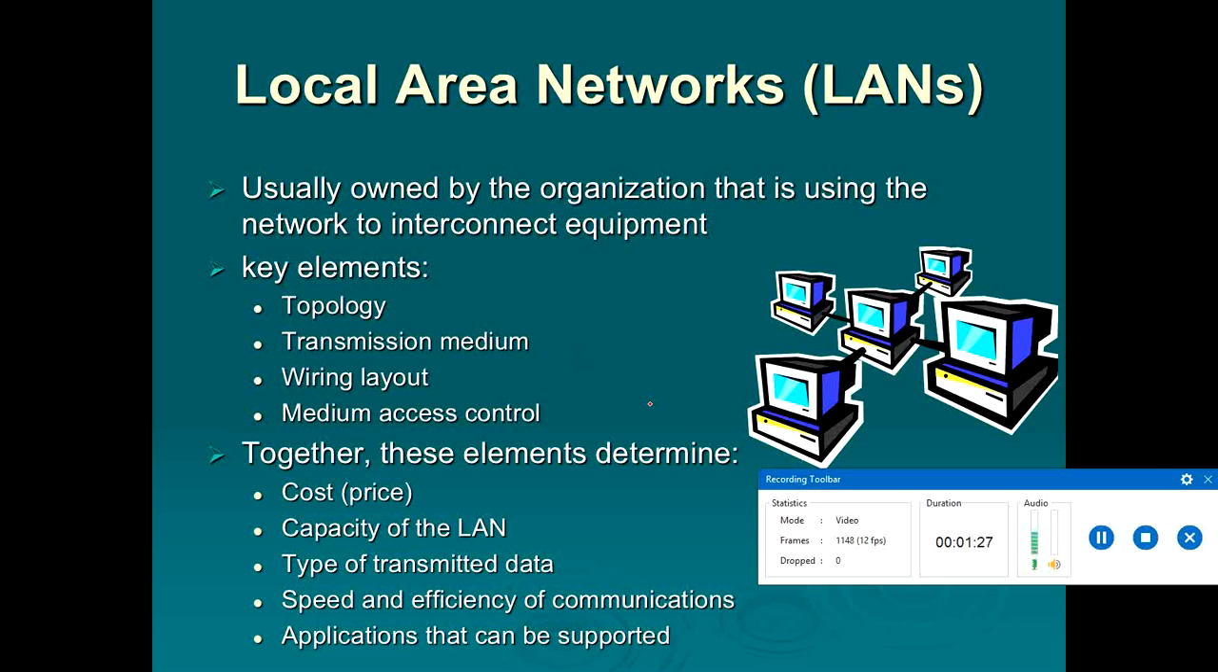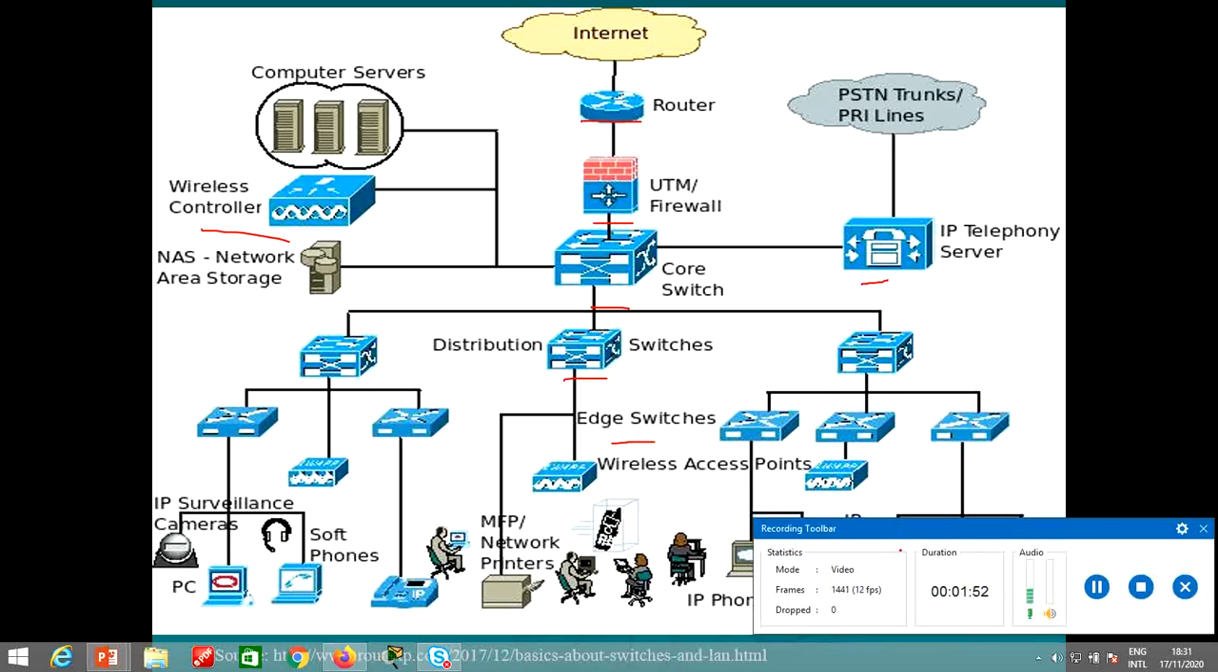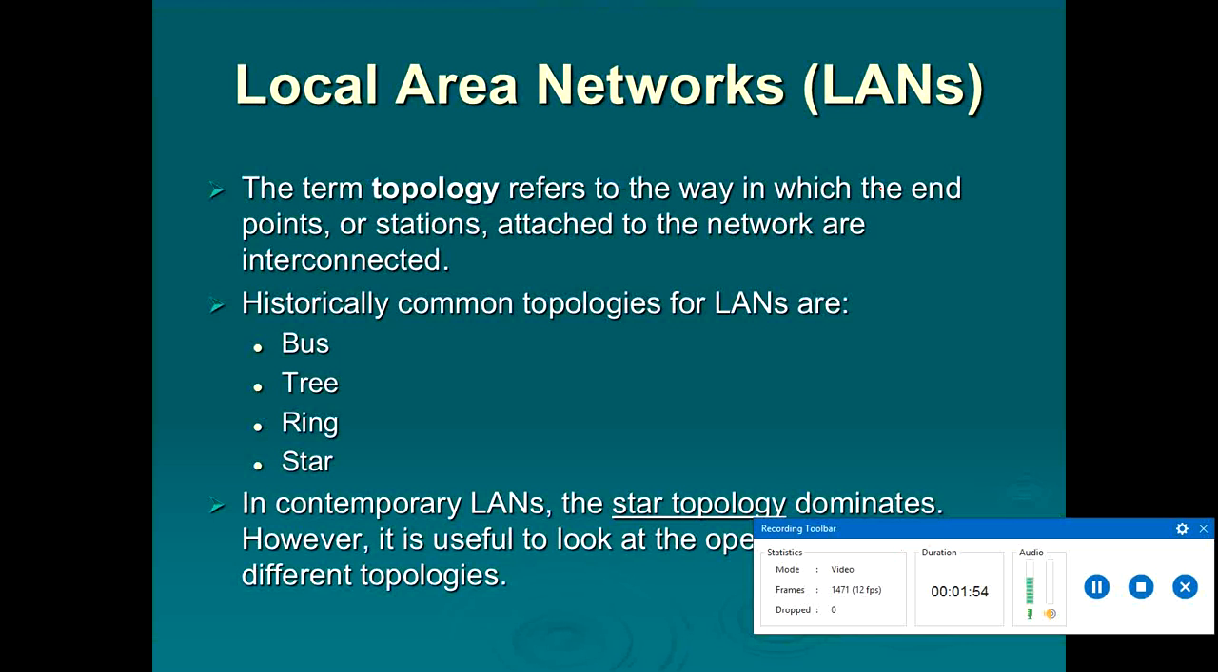So let's start more discussion on local area networks. This is a typical network diagram. For example, we have many devices like router, firewall, core switch, distribution switches, edges, then wireless controller and IP telephony. We are going to talk about some of these devices also in this chapter. Let's start our discussion with the local area networks.